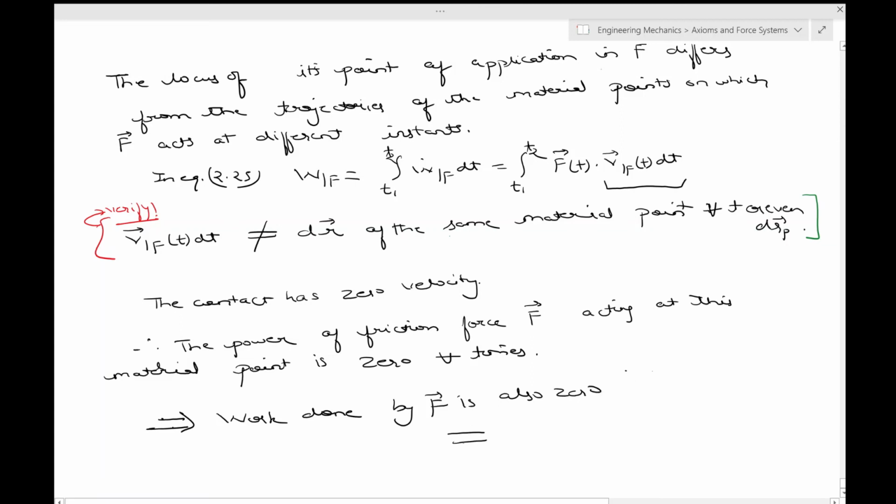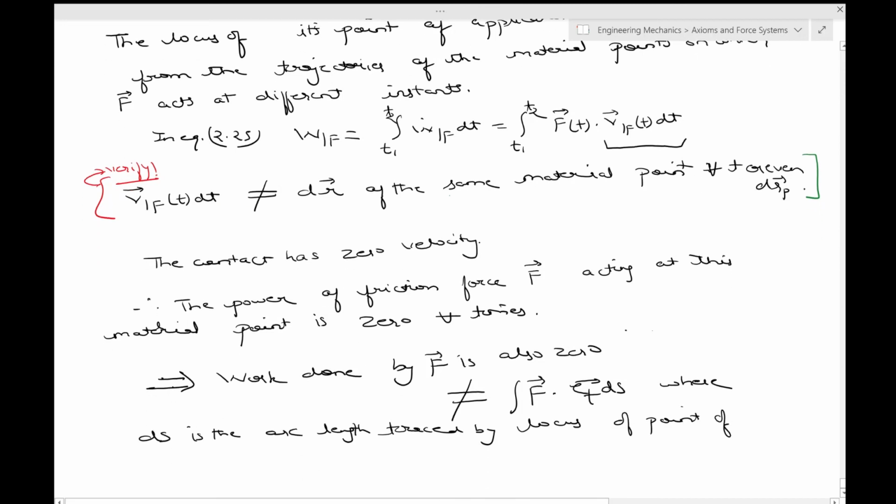And it does not equal F dot e_t ds, where ds is the arc length traced by the locus of point of application on the fixed surface, basically the green line which I had drawn.